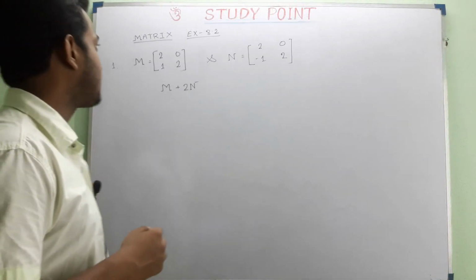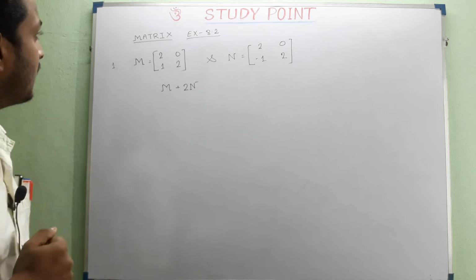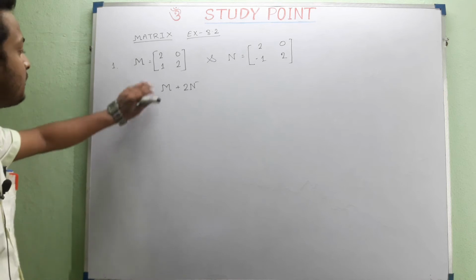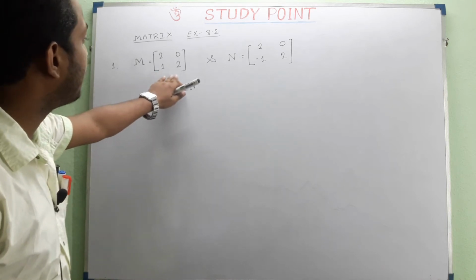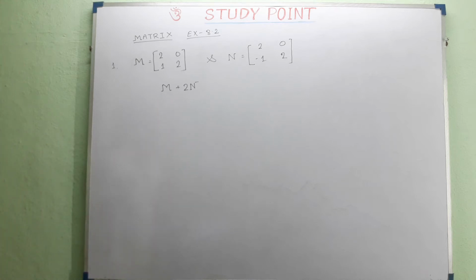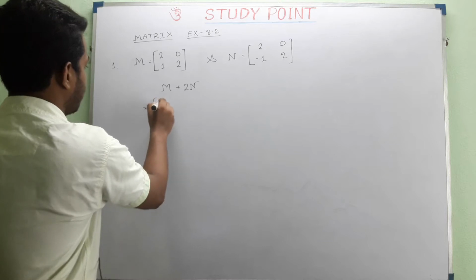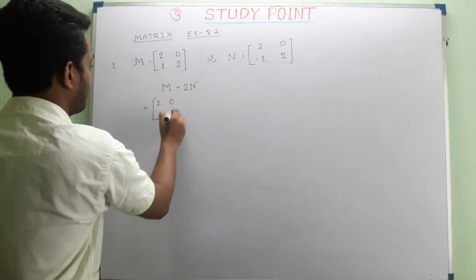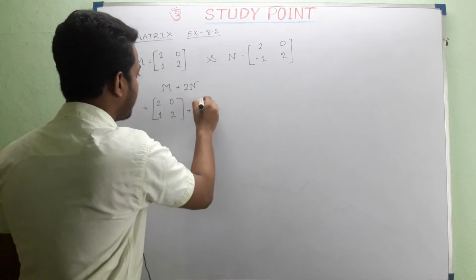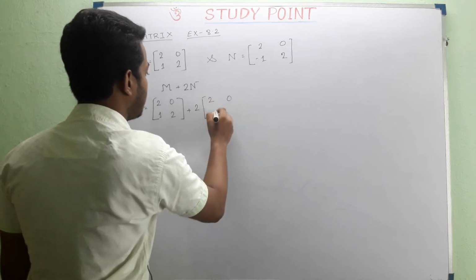Now let's move to exercise number 8.2, and here also I am going to discuss your homework only. Now see question number 1. In question number 1, matrices M and N are given and we have to find the value of M plus 2N. Now just write the value of the matrix. Here it is 2 0 1 2, and as it is 2N, write 2 over here and put the value of the N matrix, 2 0 minus 1 2.